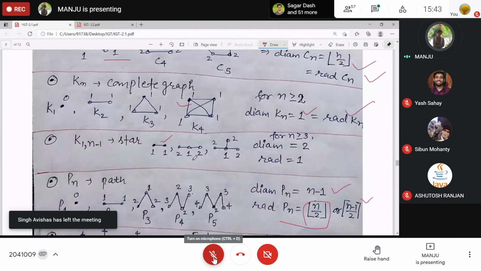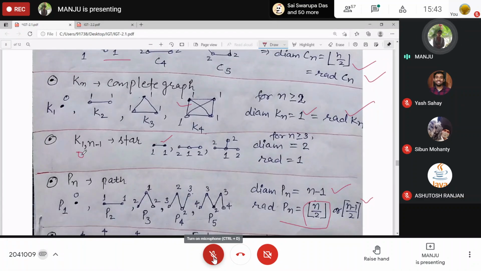K1,2 is the same as P3, you got 2, 1, 2. What about K1,3 or in general K1,n? These are n minus 1 vertices and this is 1. So what is the eccentricity of this middle vertex? 1. You have one vertex, all the vertices are in range 1, right?